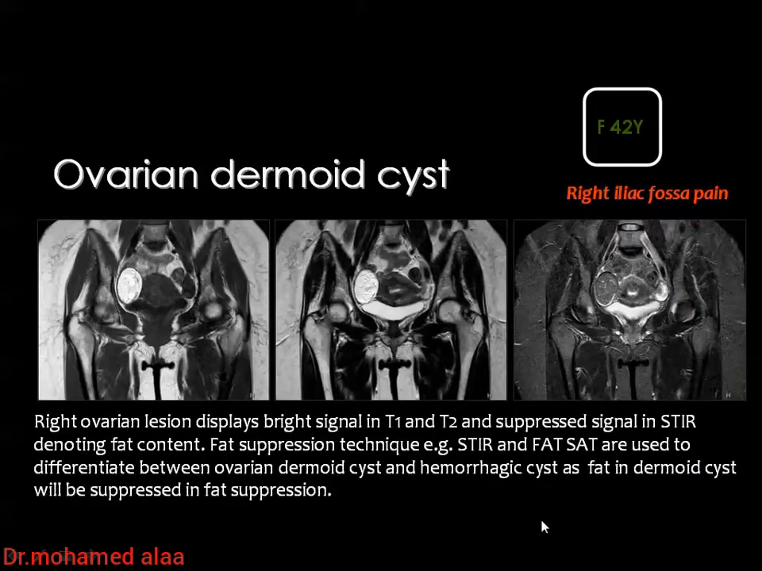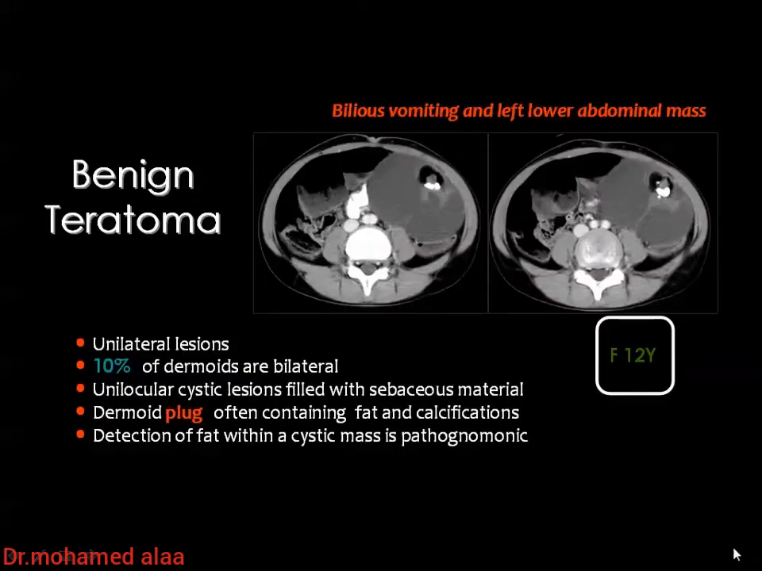By MRI, the dermoid cyst will appear bright in the T1 weighted image, less bright in the T2 weighted image. If you cannot appreciate the decrease of brightness in the T2 weighted images, then you go to the fat suppression. And this is the fat suppressed image, and you can see that the whole lesion is suppressed, meaning that it contains fat. And by CT, you can see what is known as the dermoid plug, which is the solid component of the lesion.